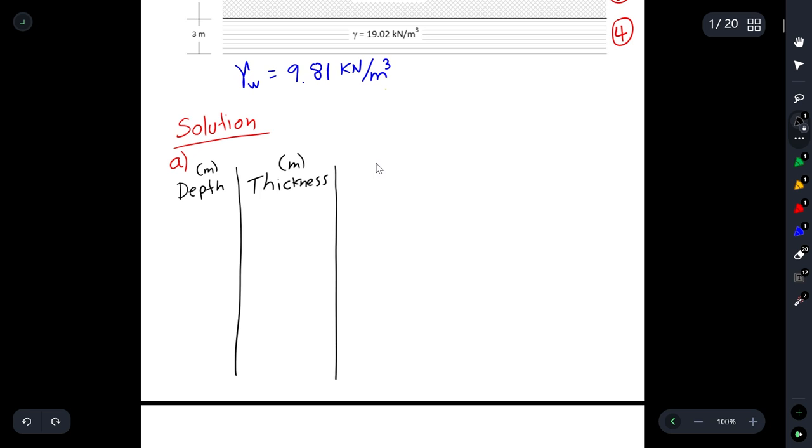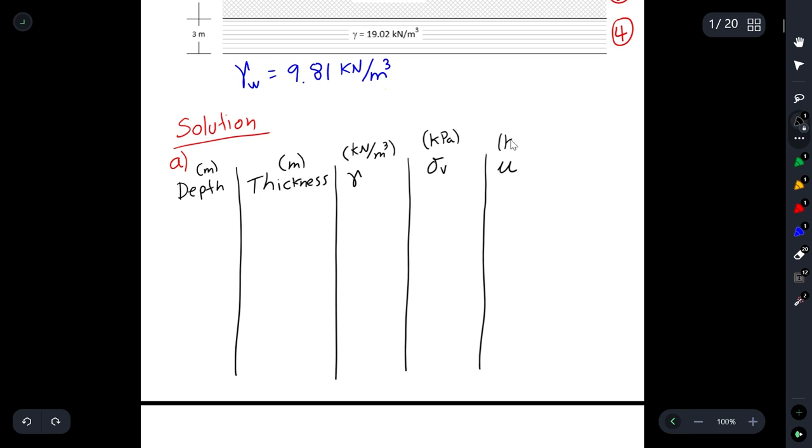Then the unit weight of each layer, which are described in kilonewton per cubic meter in this problem. Then we're going to have the total stresses, which is going to be in kPa. So we're working with kilonewton per cubic meter, so that will produce kilonewton per square meter, which is equivalent to kPa. It's the same thing. Then for the pore water pressure, again kPa. And finally, for the effective stresses, we have the same units, kPa. Now, look at each of these layers. We have the properties that we need here.